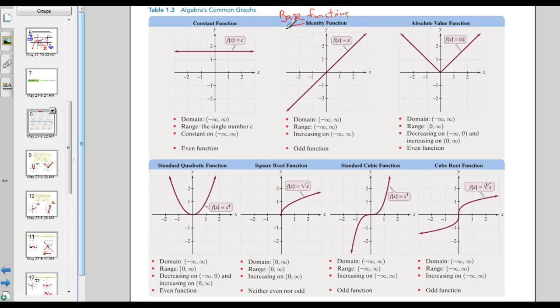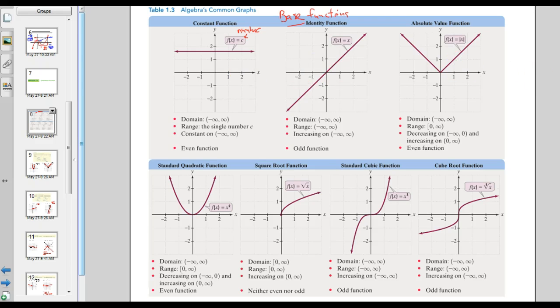The base functions are f of x equals c, c meaning just a constant, just a number. No x's are involved. f of x equals c, y equals c, is just a horizontal line, always.